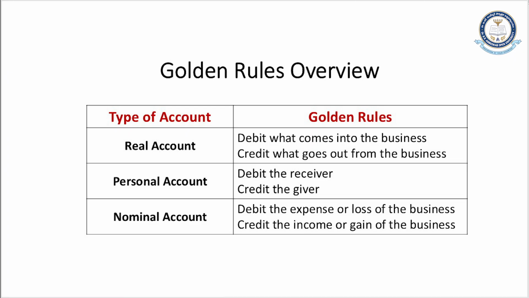Before that, let's understand the overview of the golden rule. We understood that the golden rule is a set of guidelines, but what are those guidelines and what do they talk about? For real account, the guideline is: debit what comes into the business, credit what goes out of the business. So any transaction which deals with real account tells us that we have to debit whatever is coming into the business and we have to credit whatever goes out of the business.